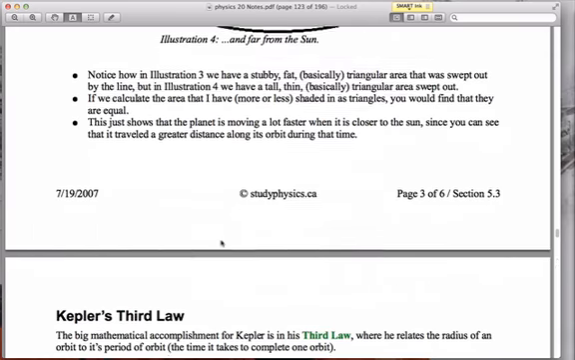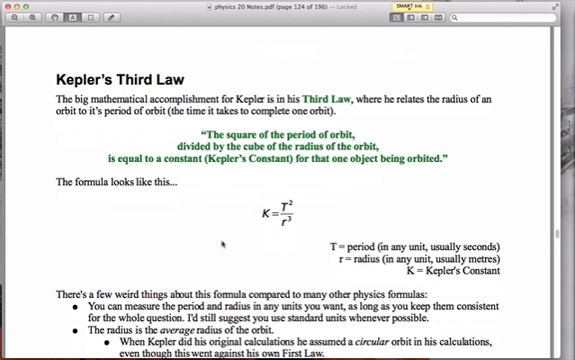The third of Kepler's laws is the one that's mathematical, which is basically that all objects circling a particular object will have a constant. That constant will be the square of the period divided by the cube of the radius. So what this means is anything that, say, orbits our sun will have the same constant.